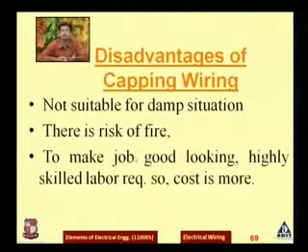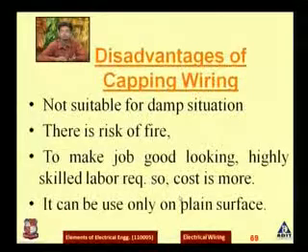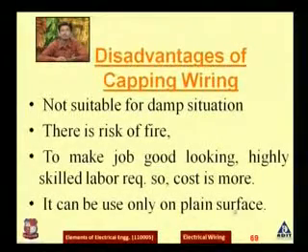The third one is that to make a job good looking, highly skilled labor is required. So the overall electrical wiring cost will be more compared to the other wiring systems. And the last is that it can be used only on a plane surface.